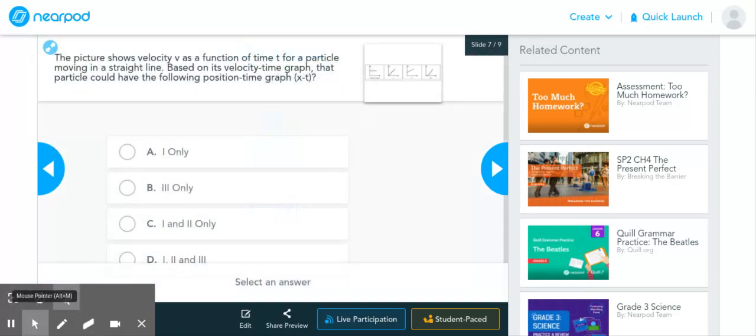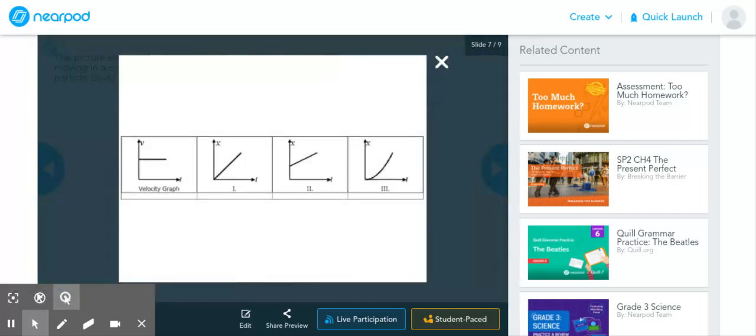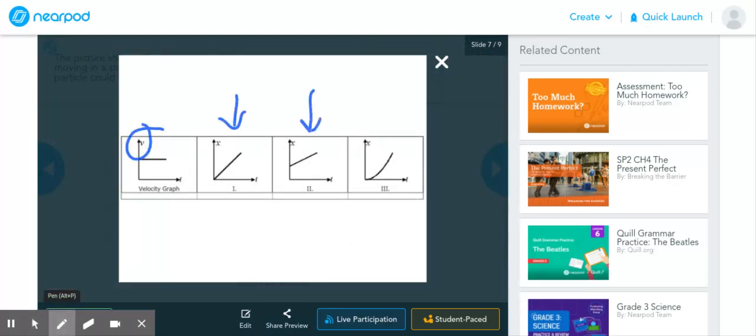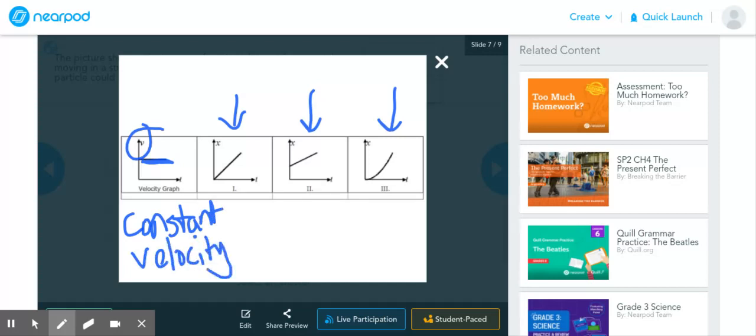All right, we've got a velocity graph, velocity time. Which one could have the position time graph? So based off of this velocity time graph, which one of these could be correct? Well, let's see. Let's just talk about what the velocity time graph is telling us right now. The velocity time graph is telling us that it's moving at a constant, non-zero velocity. Constant velocity means we move the same amount of distance every single second.